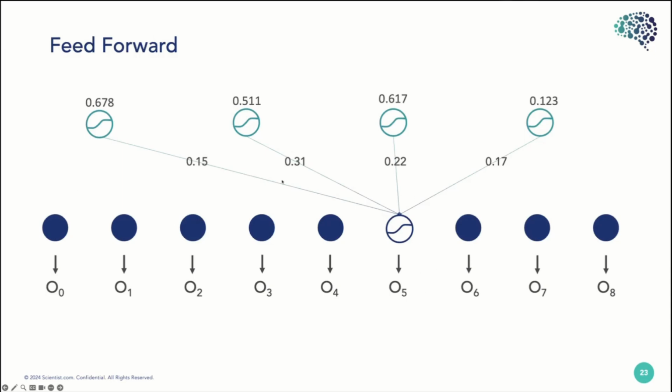This is a visual representation of that. Here are the outputs of our hidden layer. Here are the weights, and you're going to multiply this number by that number, plus this number times that number, plus that number times that number. And that's going to become your input to this node in your output layer.